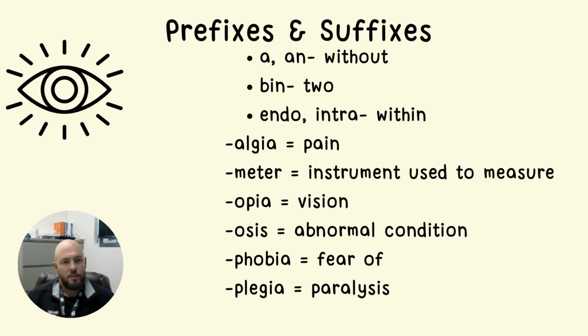Prefixes for this chapter. A or an means without. Bi or bin means two. Endo or intra is within. Those should all be review from some previous chapters. And then suffixes. Algia, that's a repeat, means pain. Meter, instrument used to measure. Opia is referring to vision. Osis is an abnormal condition. And phobia is fear of or aversion to. Plegia or plasia is paralysis.